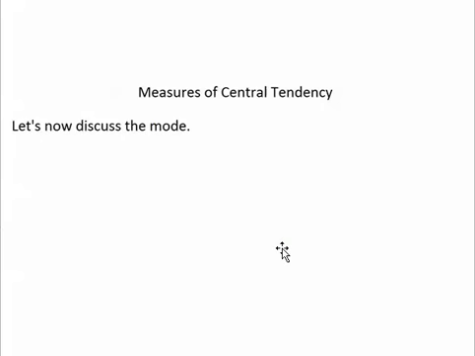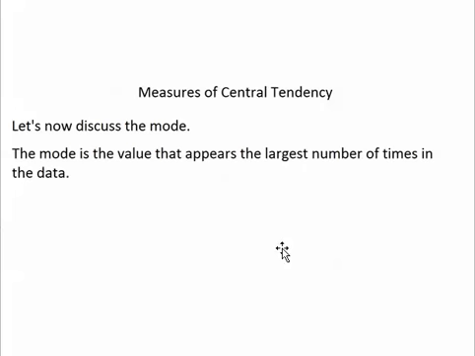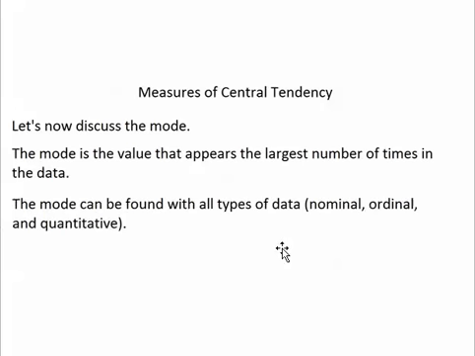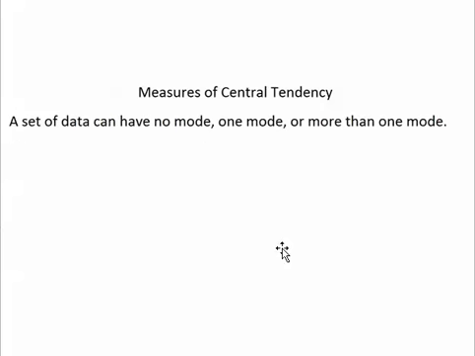Let's now talk about the mode. The mode is the value that appears the largest number of times in the data, and it can be found with all types of data, nominal, ordinal, or quantitative. Also, we'll talk about how it's possible for a data set to have no mode, one mode, or more than one mode.